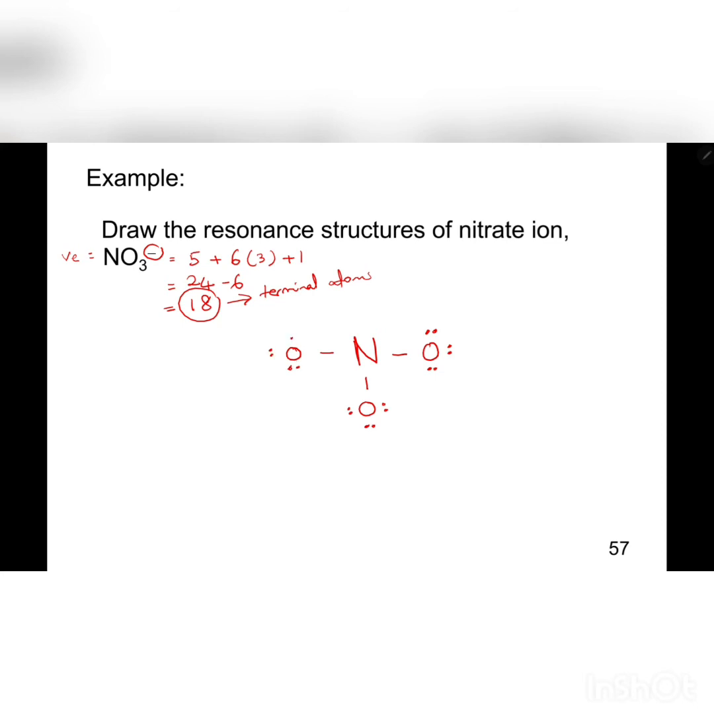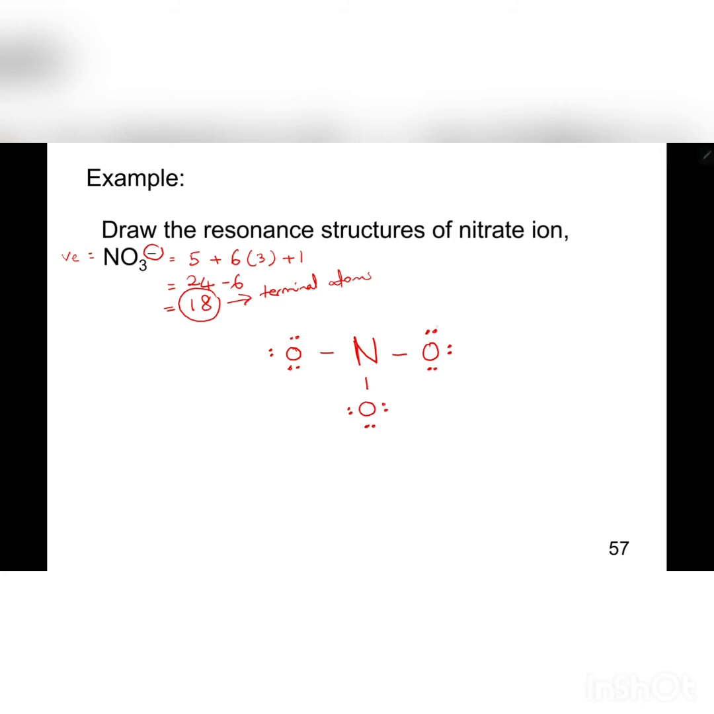All oxygen atoms have achieved octet configuration. But when we check the central atom, nitrogen, it hasn't achieved octet configuration yet. Therefore, we need to transfer one lone pair from an oxygen atom to become a double bond between nitrogen and oxygen. Actually we can use any lone pair from an oxygen atom to be the double bond between nitrogen and oxygen.